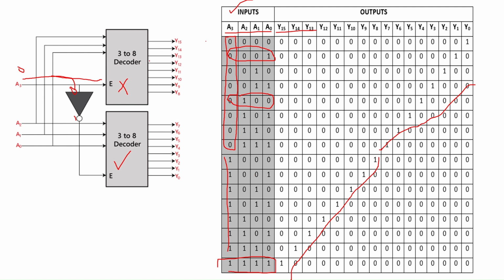If we give a3 as 1, which is inverted by an inverter and gives 0, this 0 is given as an enable input. So now this decoder will be in off state. When this 1 appears across this enable input, this 3 to 8 decoder will be in on state, and the output ranges from y8 to y15. This is how we could realize the 4 to 16 decoder using 2 3 to 8 decoders.